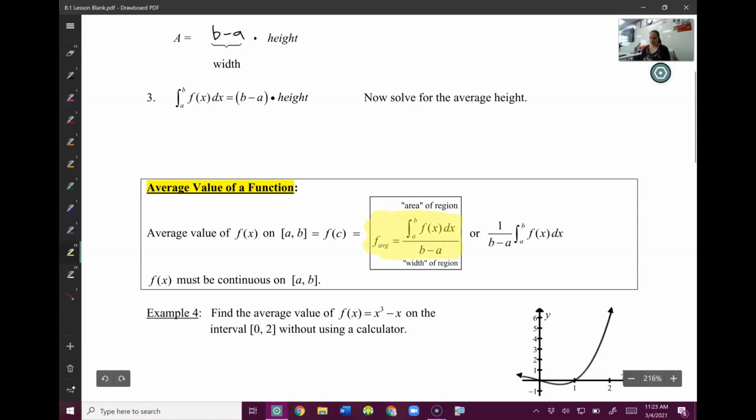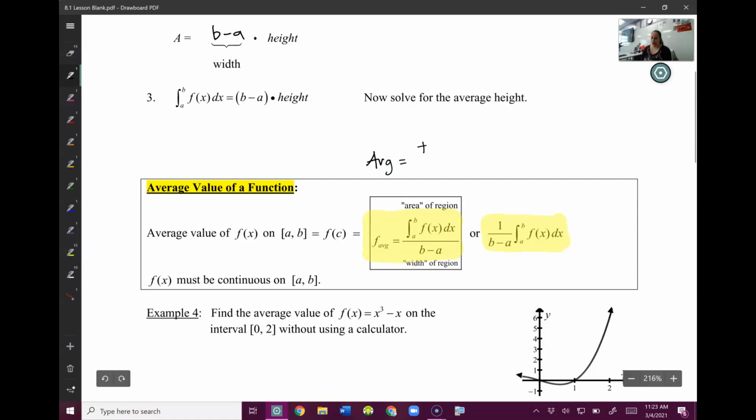Divide by b minus a on both sides. This is the equation, or it can also be rewritten as this, that we call the average value of a function. So we basically take the whole integral, we divide by the width, and that gives us, on average, what's the value of this function.